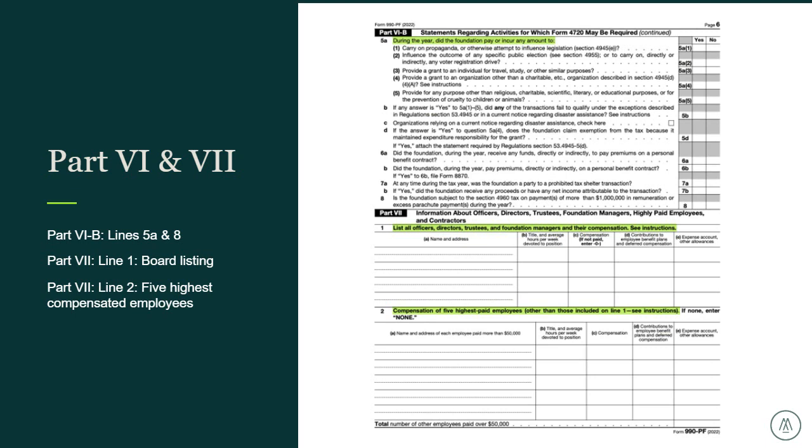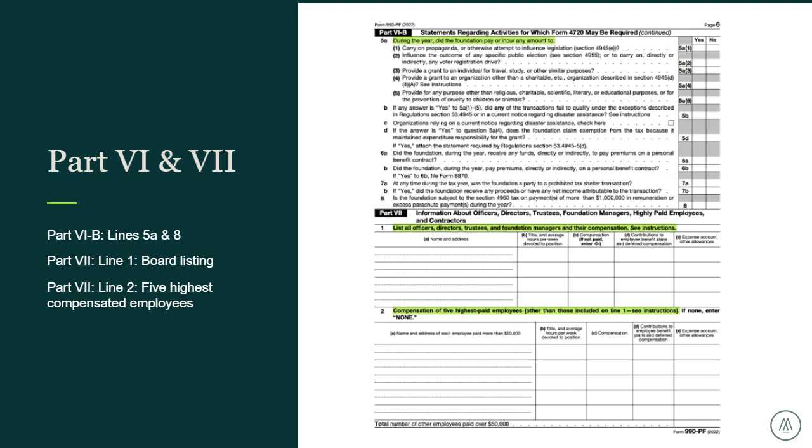And then on line 2, the highest compensated employees who are paid over $50,000 and not listed on line 1 are reported here. If there's only 1 or 2, then it would just be those 1 or 2 that are reported here. Something I do like to point out here, they do require an address be provided with the name of the individual. This is a public document, so I do usually advise foundations to be mindful if any personal addresses are being used.